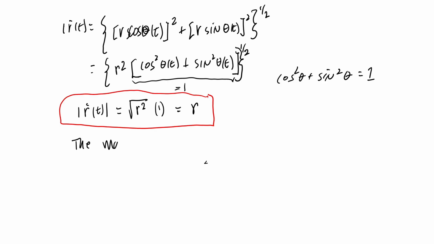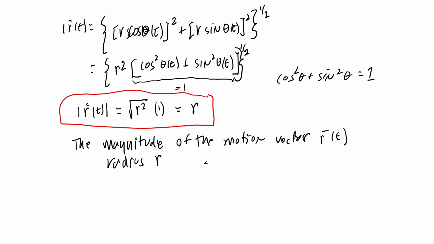So what we can say is the magnitude of the motion vector r of t is the fixed radius r, and does not depend on time. In other words, it's a constant distance away, but the angular coordinate, theta of t, is time dependent. So that's what we can say. It's a constant distance and the angle is constantly changing.